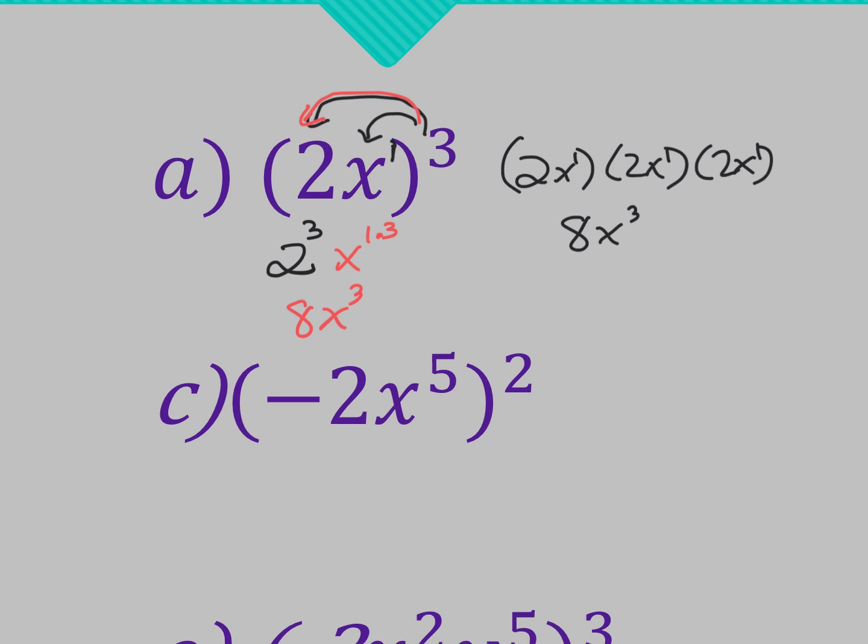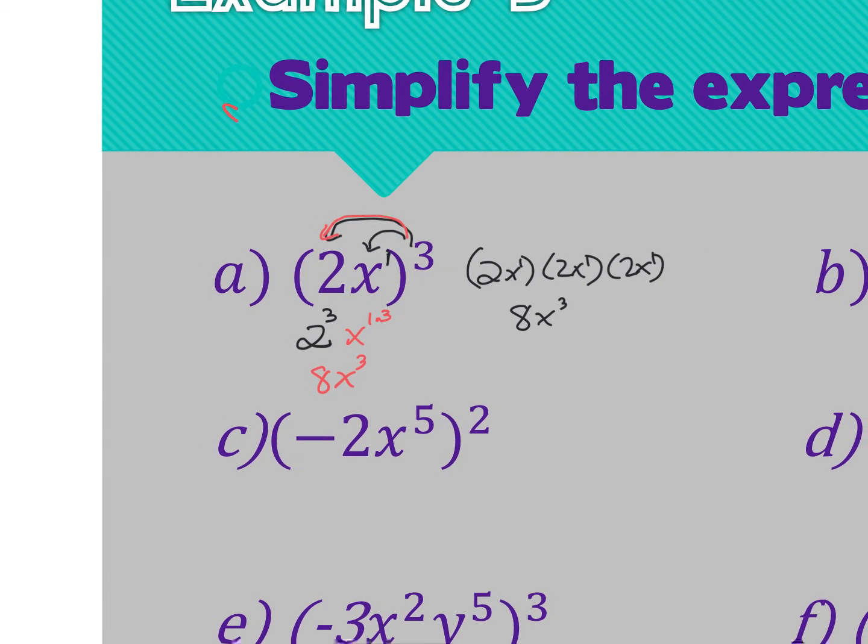Yes? So would you have to simplify the 2 to the 3rd times the x to the 3rd? Yeah, so most of the time when we quiz, I'm going to expect you to figure out what 2 to the 3rd is. Don't leave it in exponential form. So anytime the question says simplify, then it's going to expect you to figure out what that number to that power is. That's a good question. All right, let's try the next one.